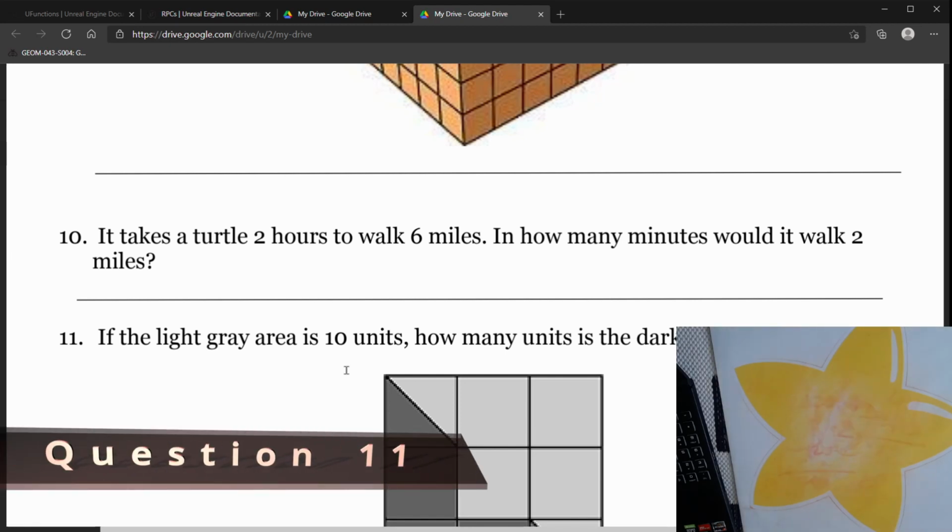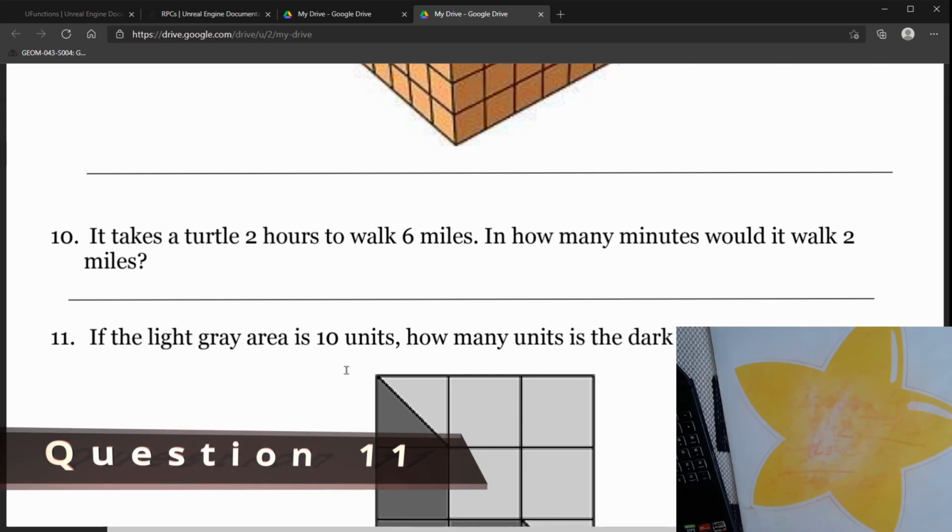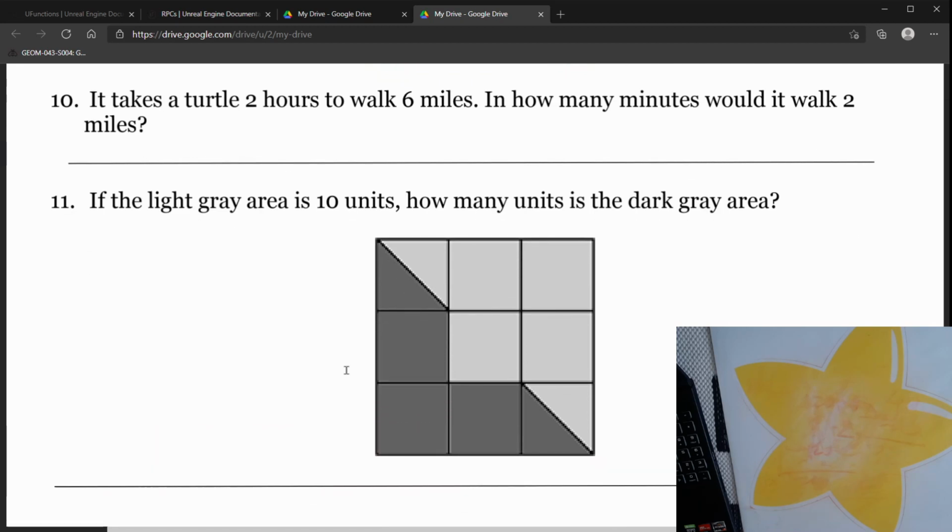Moving on to number 11. If the light gray area is 10 units, how many units is the dark gray area? Okay, so this is really easy. So if the light gray is 10 units, the light gray is basically like this.